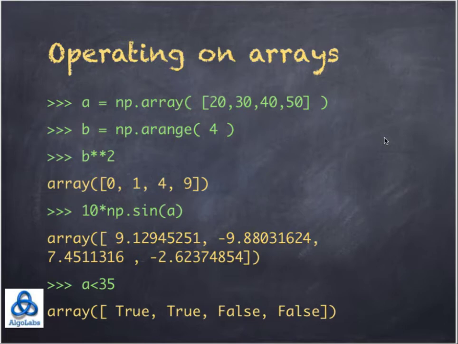We can also do this kind of array-wise comparison. So a < 35 applies the comparison less than 35 to each element in a. Since 20 is less than 35, the first output is true. 30 is less than 35, the second output is true. And for the last two elements, because they are bigger than 35, we get false and false.